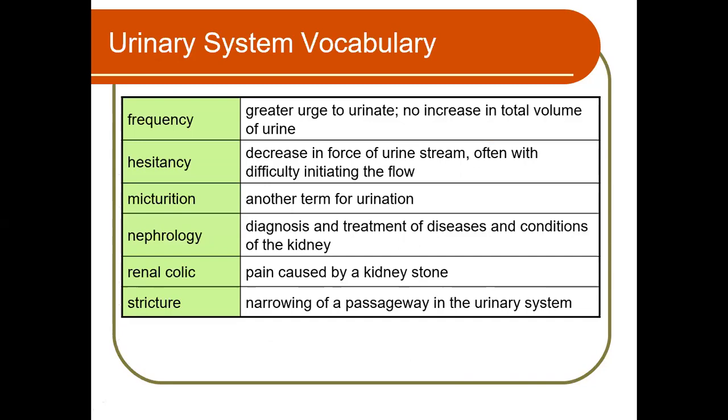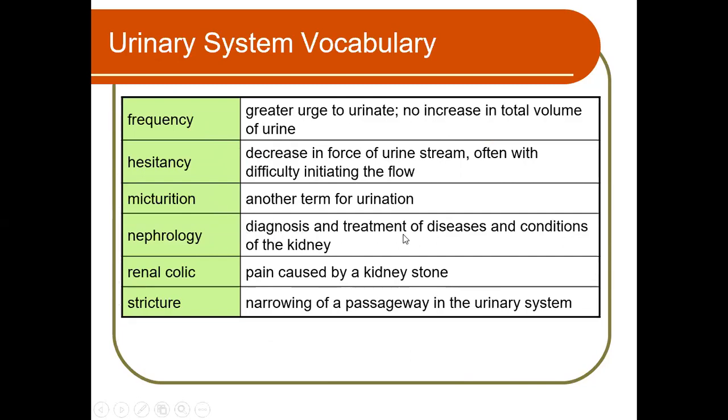Okay, this was the review of the anatomy and physiology of the urinary system in brief. Here are the urinary system vocabularies. Let's go through them. Frequency means greater urge to urinate, with no increase in total volume of urine; only the urge to urinate is greater. Hesitancy means decrease in force of the urine stream, often with difficulty initiating the flow. Micturition means another term for urination or voiding.